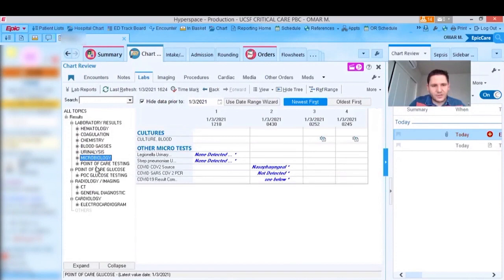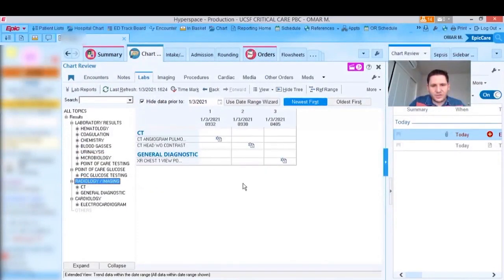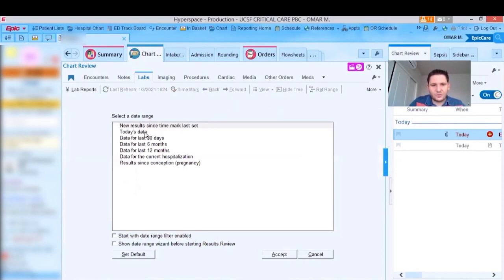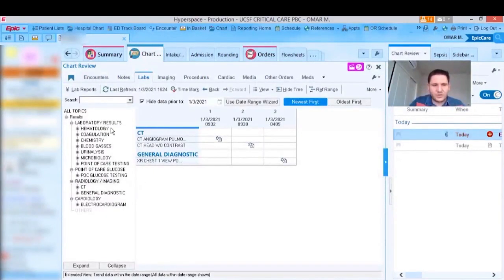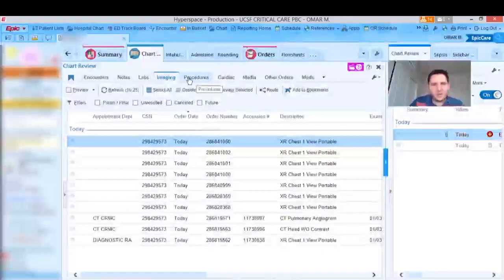Then urinalysis, microbiology, and then you can see this one: any imaging done today. If the patient has been there for 10 days, sometimes you need to use today's data just to see what labs are done today and whether they are changing. Imaging will show you the last imaging done here.